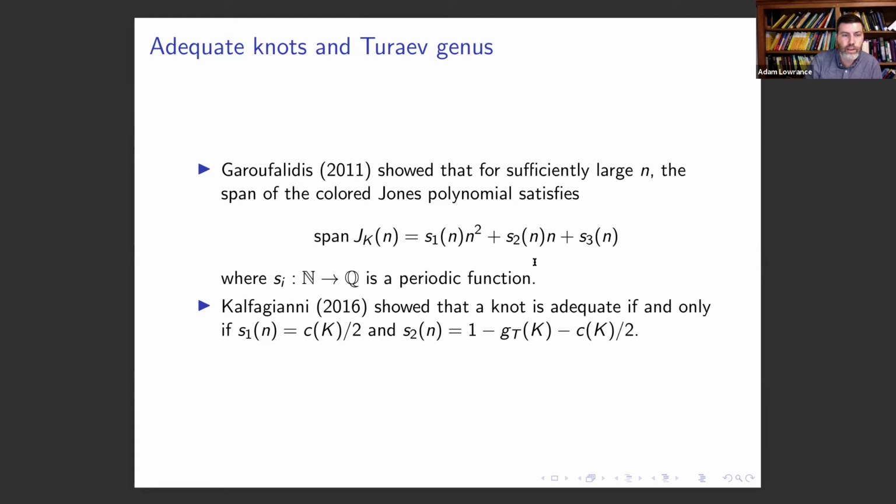And what Kalfagianni showed was that a knot is adequate if and only if at least the S1 and the S2 terms turn out to be periodic with period 1. The first one is crossing number over 2, and the second one has to be this term that involves the Turaev genus and the crossing number.